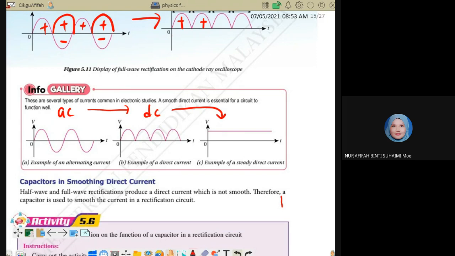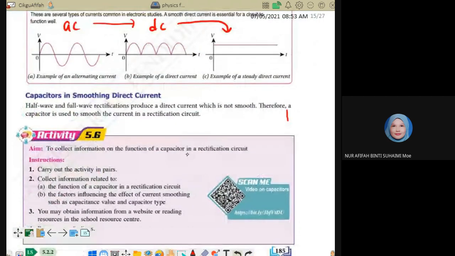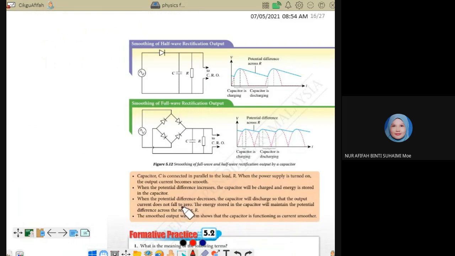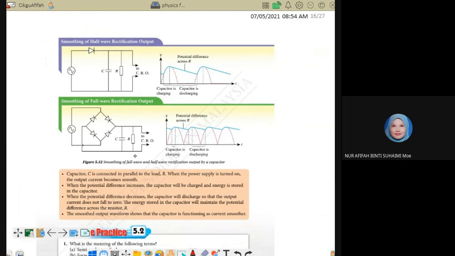Okay, now how to make it smooth? To smooth the current, we use capacitor. Okay, we use capacitor. Okay, sekarang we use capacitor in smoothing direct current. Half wave and full wave rectification produce a direct current which is not smooth. Ini tak nampak smooth kan? Ini dah macam bukit-bukit ni. So we need to use a capacitor to smooth the current in a rectification circuit. Right?